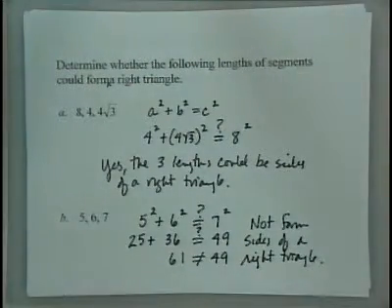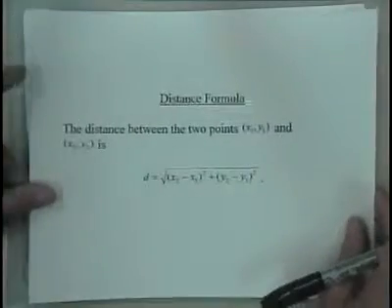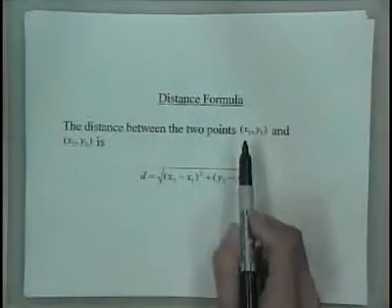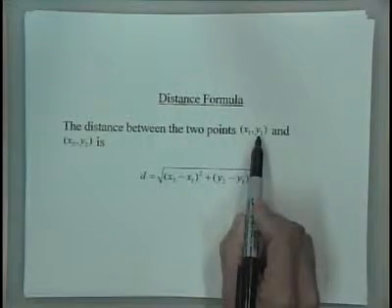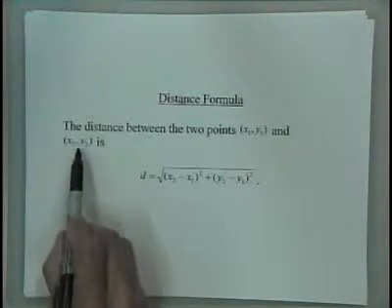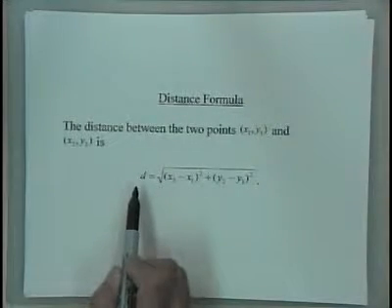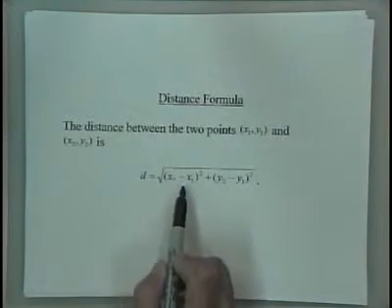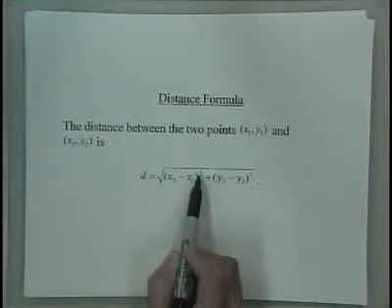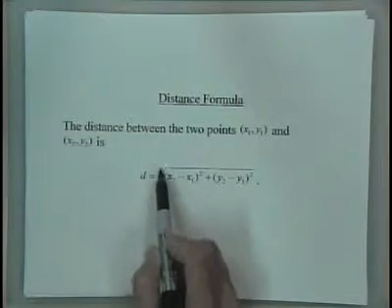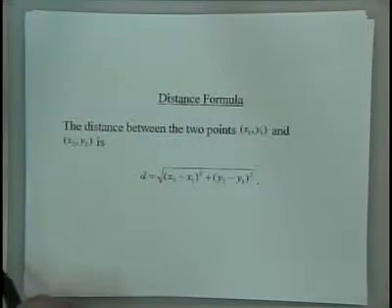Well, let's continue and talk about another formula in this section called the distance formula. The distance formula says that the distance between 2 points, one of them labeled x1, y1, and the second labeled x2, y2, is given by this formula. What you see here is d equals the square root of the difference in the x's squared plus the difference in the y's squared.